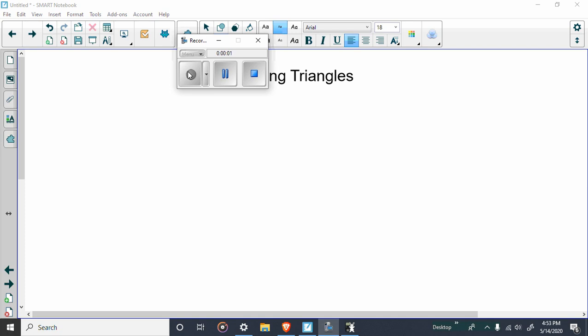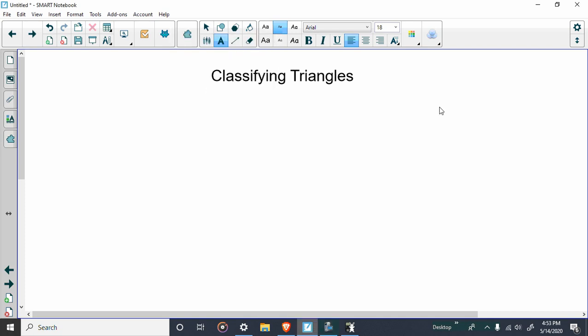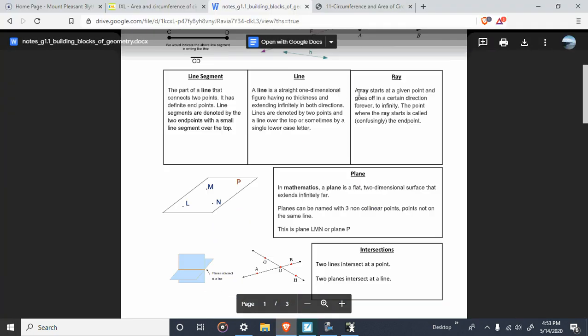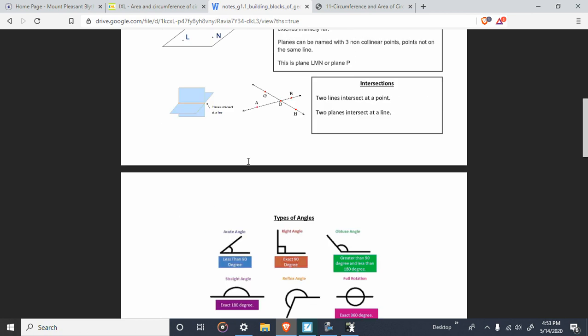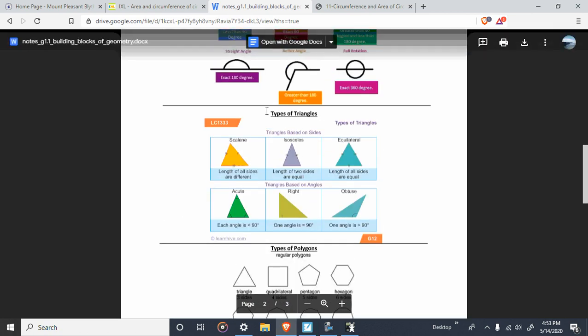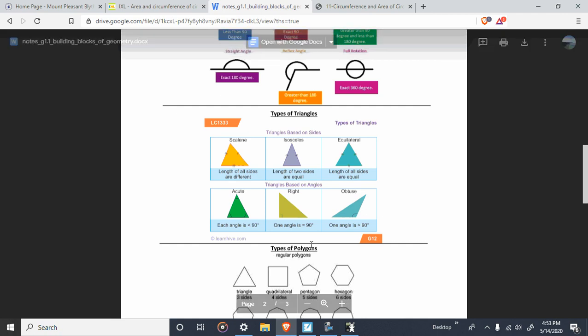Alright guys, today we're going to talk about how you classify triangles. There's going to be some notes. They're the same notes that I put up the other day on the website that had the different points and lines and rays and stuff. If you go onto the back page of that, there's types of triangles here in the middle, and that's what we're going to be talking about today.